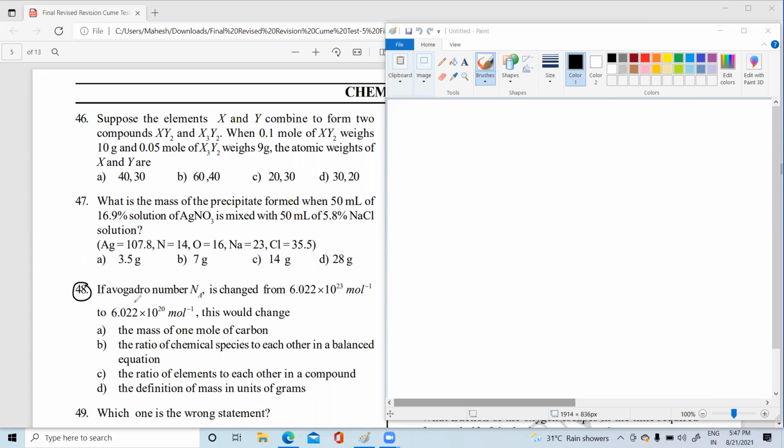In question number 48, if the Avogadro number NA is changed from 6.022 into 10 to the power of 23 per mole to 6.022 into 10 to the power of 20 per mole, what will be changed? As we know very well, 1 mole equals exactly 12 grams of carbon C12 isotope, right? Then 1 mole equals 1 Avogadro number. If the Avogadro number changes, automatically the mass of carbon also changes. So the answer is that the mass of 1 mole will change. So option A is the correct one.